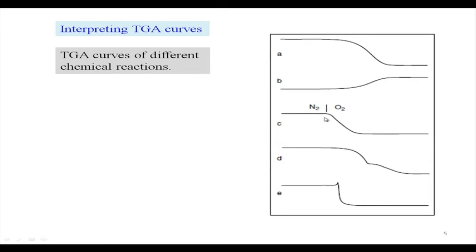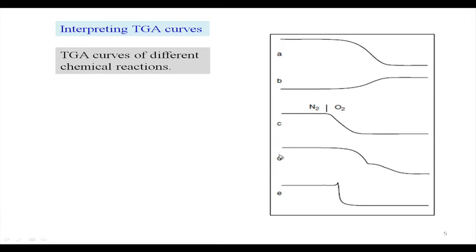But when we change the environment from N2 to O2, there is an immediate start of the weight loss. The weight loss will take place till we reach a particular temperature, where the material coming out of this decomposition is stable even in the O2 environment.